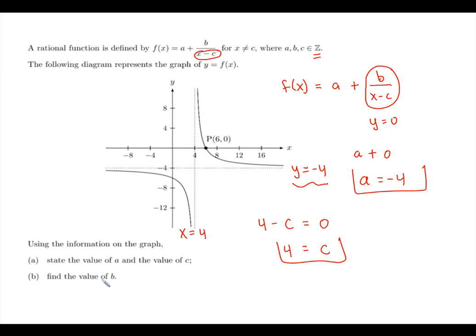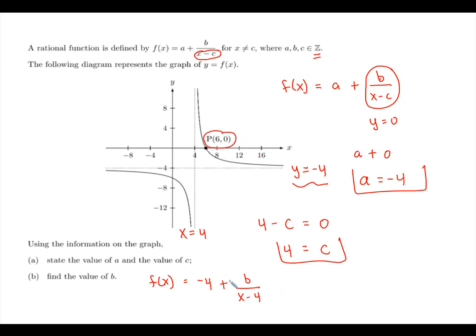Now they want us to find the value of b. Now that we know a and c, all we have to do is plug it in. So our equation, f of x, is equal to a, which we know is negative 4 now, plus b, which we don't know, we're going to find that, over x minus c, and c is 4. So we've got our equation here, and we can use this coordinate right here, 6, 0.